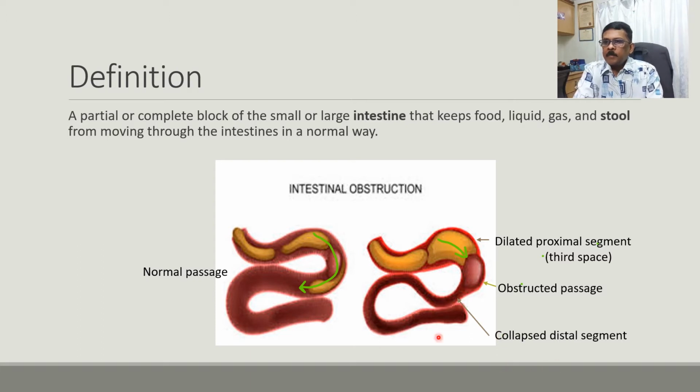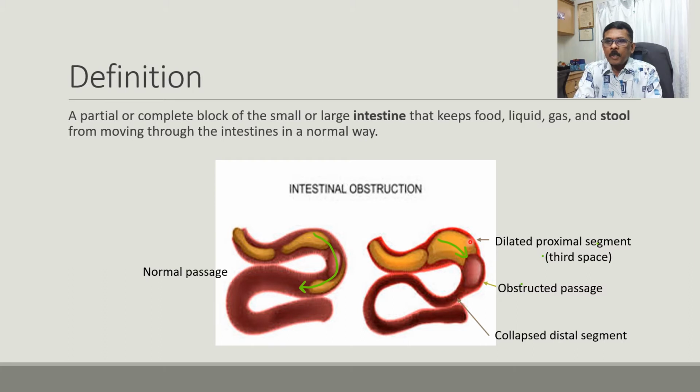The diagram here on the left is the normal passage of intestinal contents through its course from the esophagus to the anus. There is no obstruction, so the passage is smooth. In this diagram here, the passage is blocked by an obstructive lesion somewhere in the small intestine, thereby further passage of the food is impeded or blocked. And what happens?